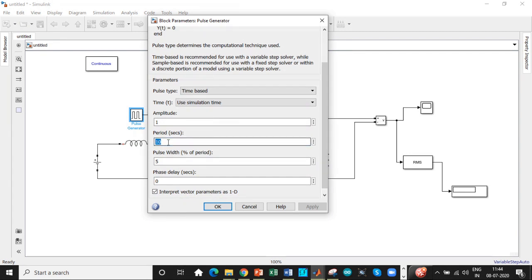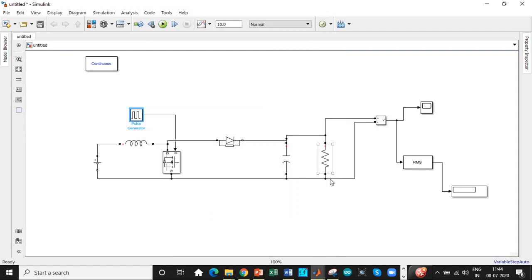With respect to time period in seconds, we've chosen switching frequency as 25 kilohertz. So the time period is given by 1/f. The reciprocal of 25 kilohertz is 4 into 10 power minus 5. This is one of the most important steps that people commonly make mistakes on. The pulse width chosen in our design is 33.33%, so we'll set that as well.